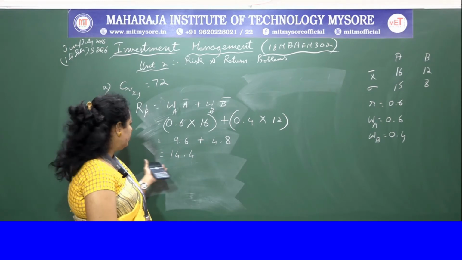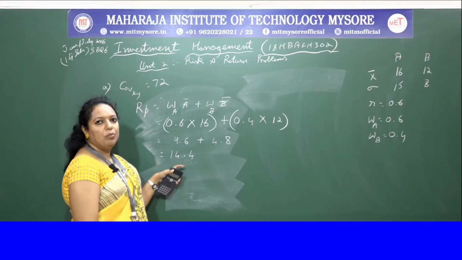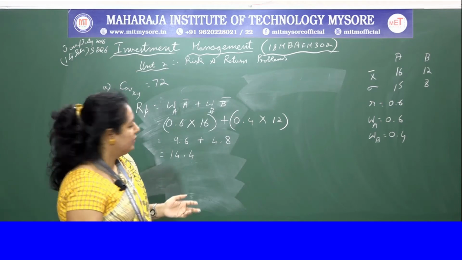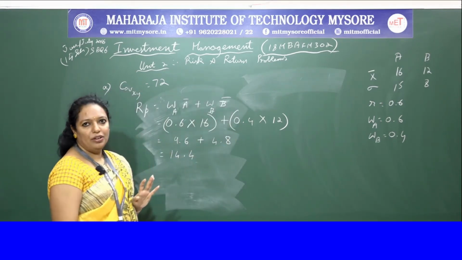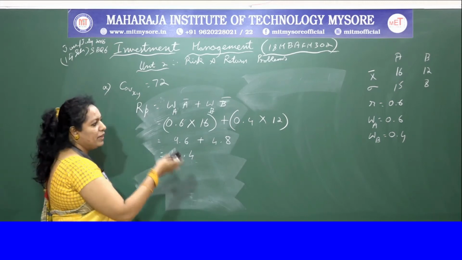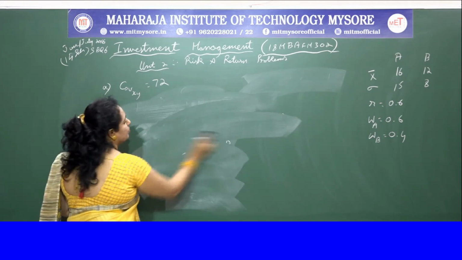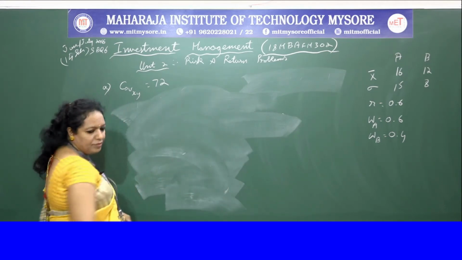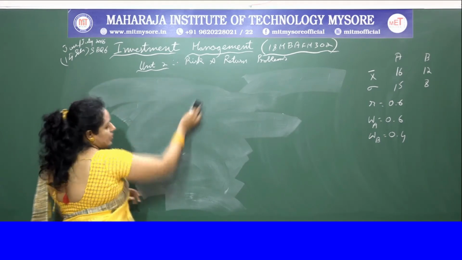14.4. Okay, this is related to the portfolio return. Next we are going to calculate portfolio risk. As it is a big formula, we just rub this. Even this is finished, we'll write the answer here.